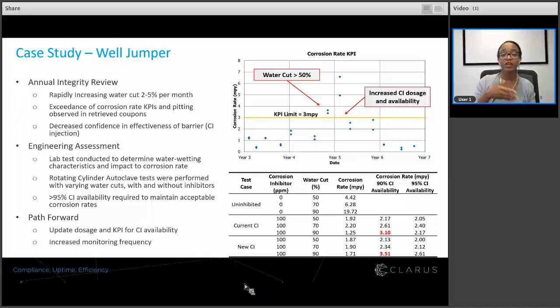And with that, moving forward, once we increased the dosage, we started seeing a decrease in the rate of the corrosion coupons that were retrieved over time, even though the water cut continued to rapidly increase. Therefore, there was good reliability between the data that we were retrieving and our models in place. The update to the dosage and the KPIs for CI availability was managed through the IM plan, and we additionally increased the monitoring frequency for CI availability to ensure that we were consistently meeting our targets, maintain that same level of confidence, and defer further assessments to later in the life of that jumper.